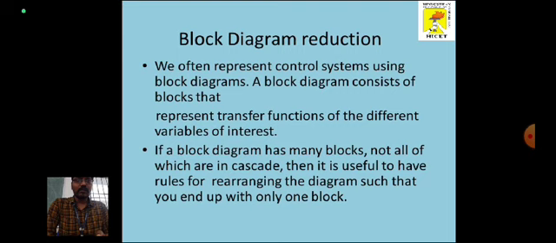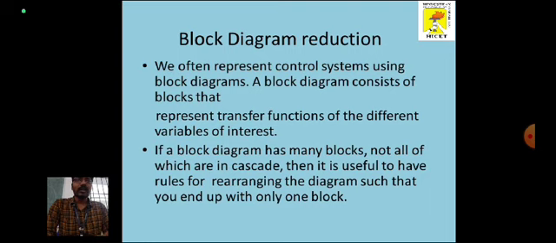So if a block diagram has many blocks, we cannot say all the blocks should be in a cascade mode or all the blocks should be in a parallel mode. It should be a combination of both cascade and parallel. Either some of the blocks should be in a serial mode or some of the blocks in parallel, or in between we have summing points. So all these we have to reduce into a single block.